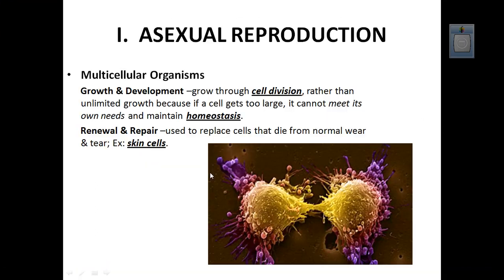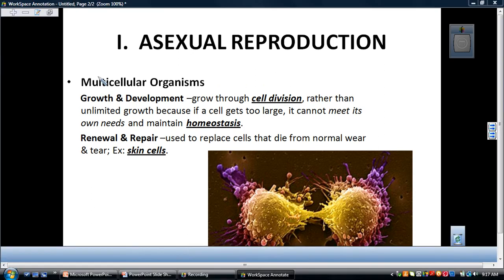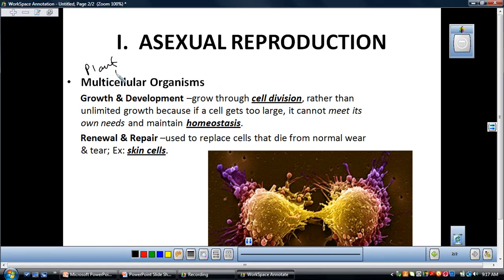For us, not so much so. For multicellular organisms, which would be us, plants, animals, and other multicellular organisms like some multicellular protists, when we go through asexual reproduction, the primary reason is for growth and development or renewal and repair. So for growth, like when you're getting taller, you need to make new osteocytes, which are bone cells. In the developmental process to gain more cells, like new skin cells, or to replace the stomach lining, or to replace any cells that might be damaged.